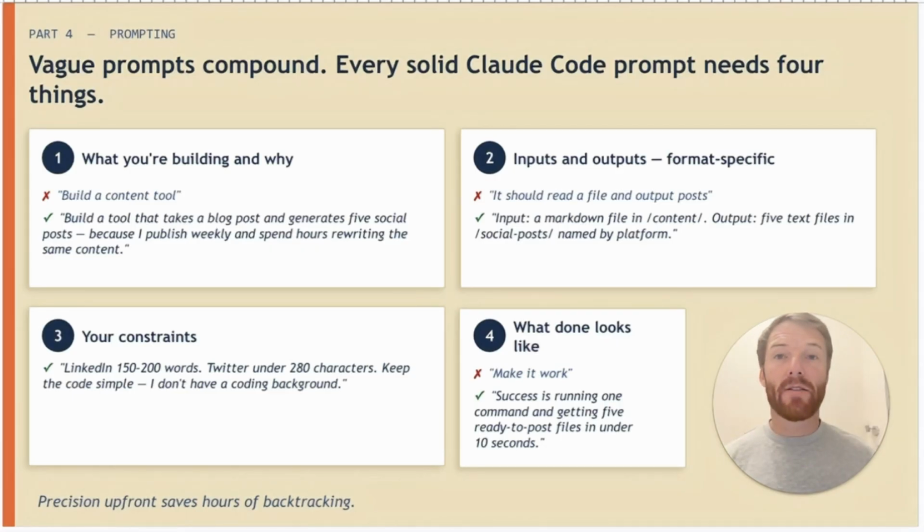Practically, every solid Claude Code prompt needs 4 things. First, what you're building and why. So it's not, I want to build a content tool, but you want to build a tool that takes a blog post and generates 5 social media posts, etc. 2, you want to be clear about the inputs and the outputs. What format do you want? 3, your constraints. So if you're writing a LinkedIn post or an X post, there's certain limitations on the text size. And then 4, what a well done job looks like.